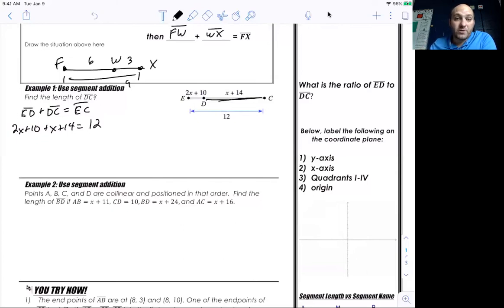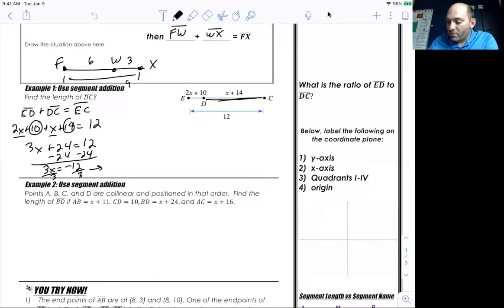All right, my algebra, if you remember this from last year, we're going to look for like terms to put together. That is 2x and x, 10 and 14. So 2x plus x is 3x, 10 plus 14 is 24. Now I can work the rest of the way. Solving equations: if I have 3x plus 24 equals 12, trying to get x by itself, I'm going to undo the addition with subtraction. So 3x is equal to negative 12. Then I undo the multiplication of 3 times x by division. Divide both sides by 3, and I get x equals negative 4.